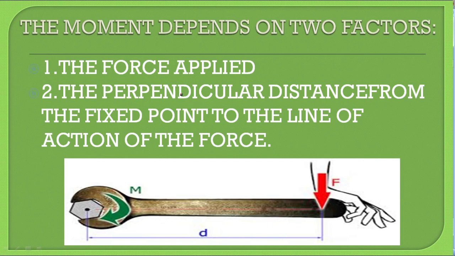The moment of force depends on two factors. Number one is your force and number two is your perpendicular distance. If this spanner is smaller in size, and I have to apply the force at this position, the distance will be less, which means you have to apply more force. Lesser the distance, more the force. Now in this spanner, the distance is more, which means your force will be less. So the moment of force depends on two factors: force and the perpendicular distance from the axis of rotation.